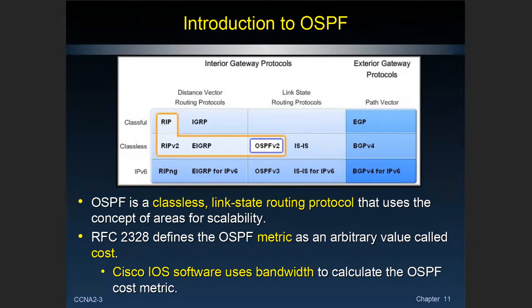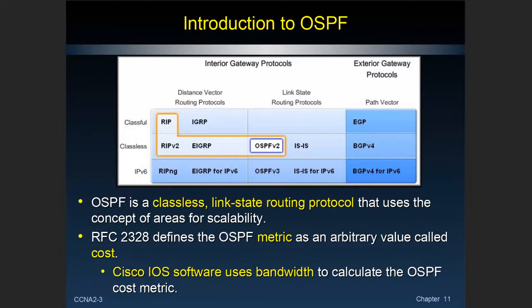So OSPF is classless. That means we can use any subnet mask. If we want a point-to-point link between two corporate locations, we can use a little /30 network that only has two addresses. We won't waste a whole /24, which would have 250 addresses. It's link state, which means each router has the complete roadmap of the entire network in it, although we can divide it into areas to ease that processing burden on all the routers. So it scales up very well.